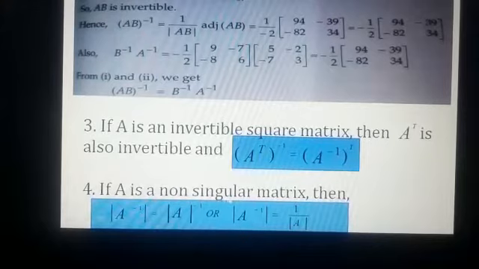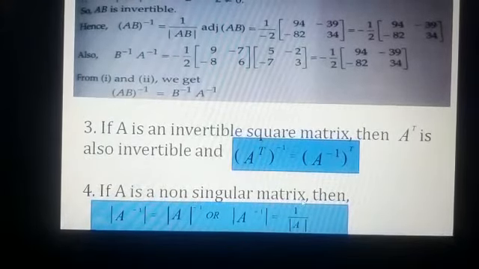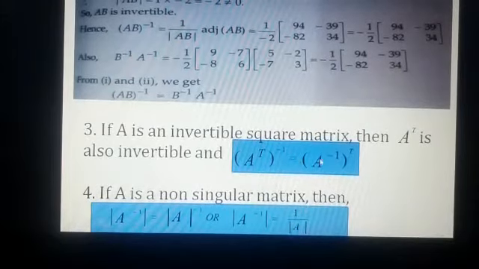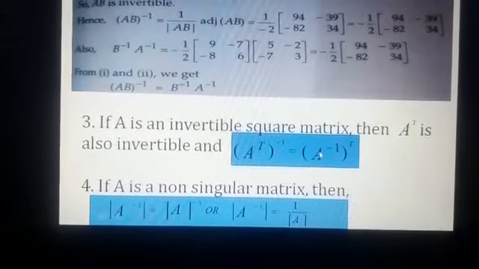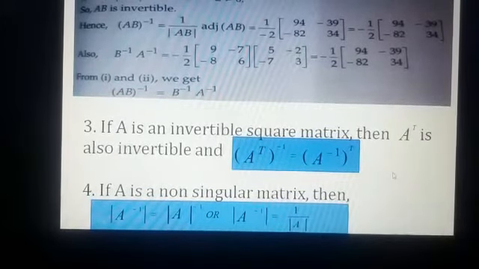Then, if A is a non-singular matrix, that is determinant of A is not equal to 0, then determinant of A inverse is equal to determinant of A to the power minus 1. That is, determinant of A inverse is equal to 1 upon determinant of A. This can also be directly used without the proofs. Proofs are not asked in the exams. So these 4 properties you have to remember to solve the questions on matrices and determinants.